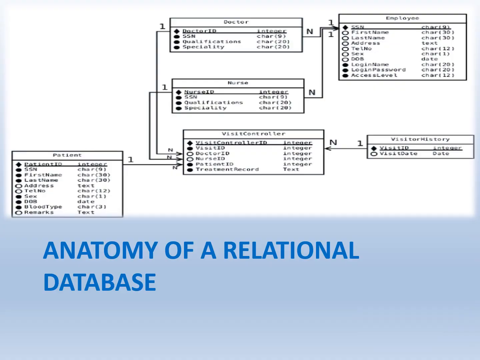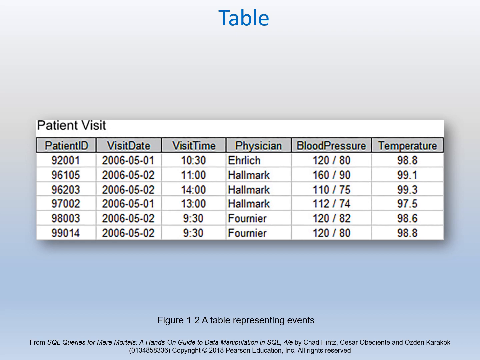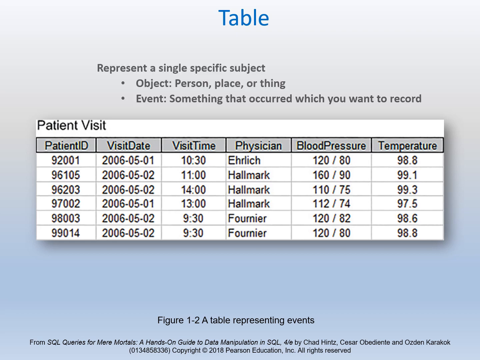Now let's discuss the anatomy of a relational database, which is essentially the structure of the database. A database consists of tables that contain the data. A table is a representation of a person, place, or thing, and can even be a representation of an event.